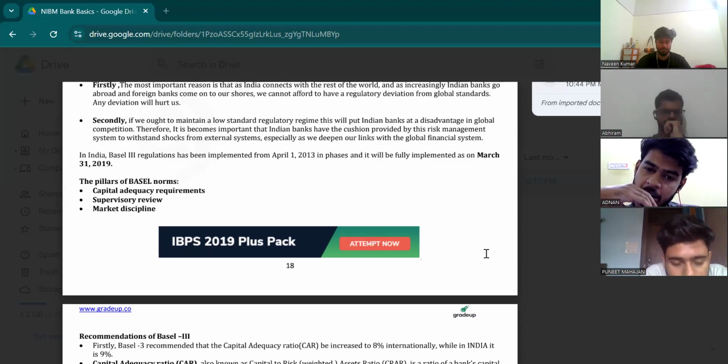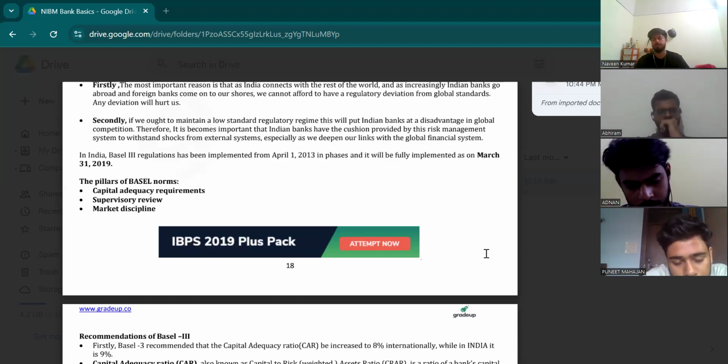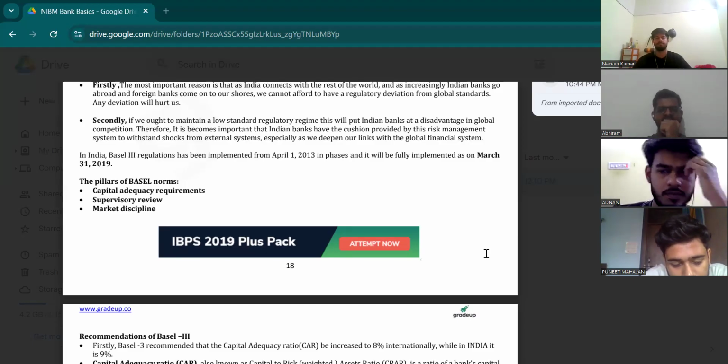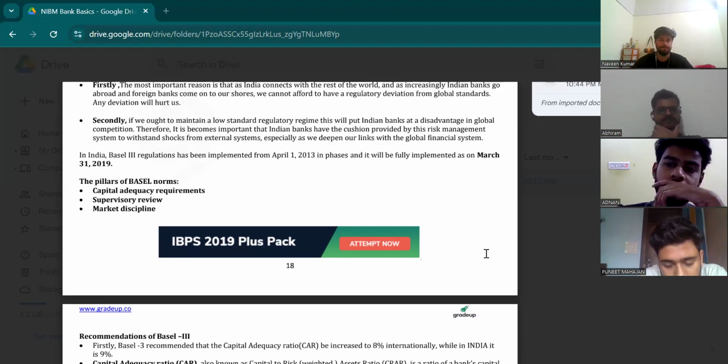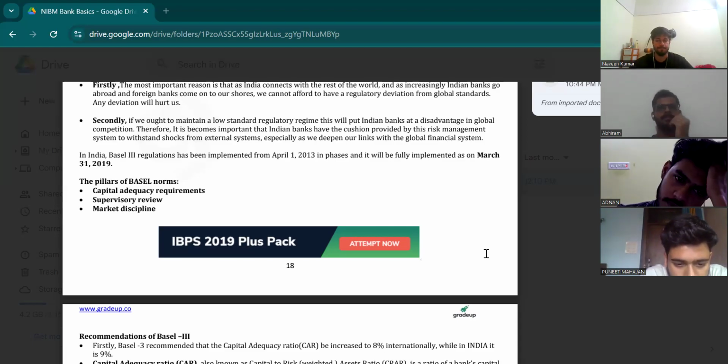If you have given a loan of 100 rupees, only 100 rupees, just think nothing apart from 100 rupees, only the bank is giving a loan of 100 rupees. They will keep 9 rupees out of that risk weighted assets as tier 1 and tier 2 capital. What if they don't have tier 1 tier 2 capital? So tier 1 is common equity capital.